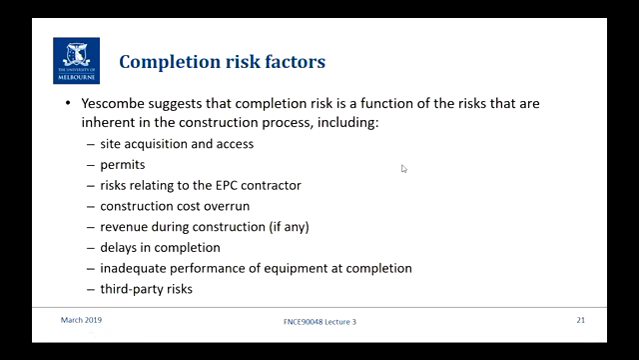So YESCOM talks about, well, what drives completion risk? And it's really, again, this is fairly straightforward, but it gives you an idea of the elements of completion risk. And they include the site acquisition, the access to the site, there's risk associated with that, risk associated with the permitting from the government, clearly risk associated with the contractor, the construction contractor, cost overrun, but I don't think that's a separate category. I think it's around all of these.